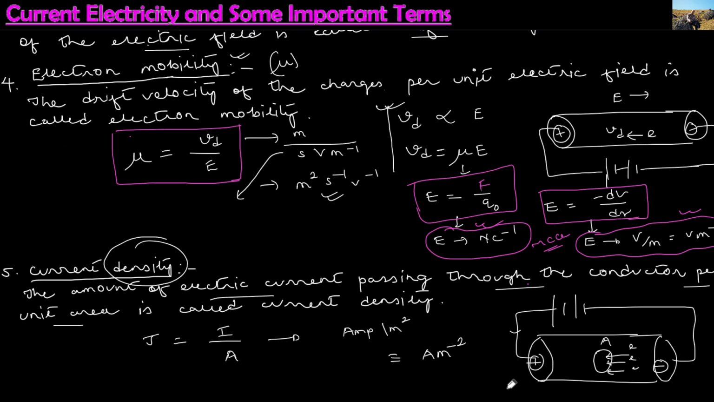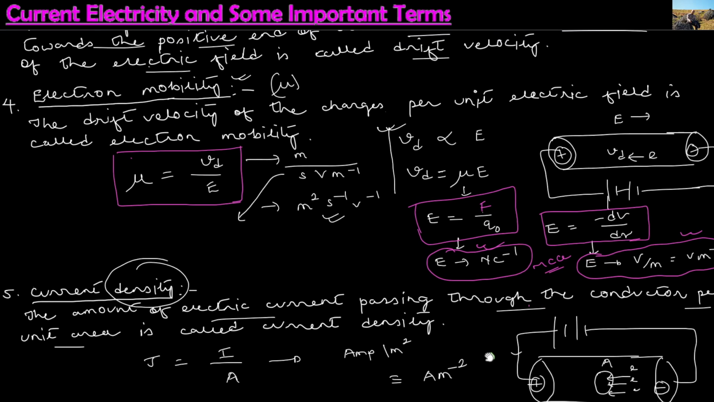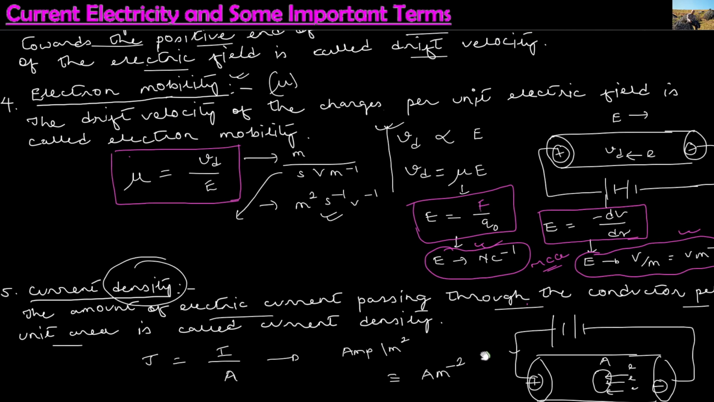So these are some of the illustrations that we need to understand, so that you will have a clear intuition of the characteristics and some of the terms related to current electricity. Remember, let us recall and summarize what we have learned. Drift velocity is the velocity of the free electrons with which they move towards the positive end of the conductor.